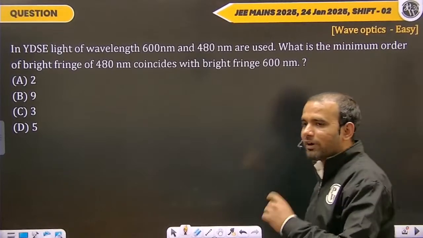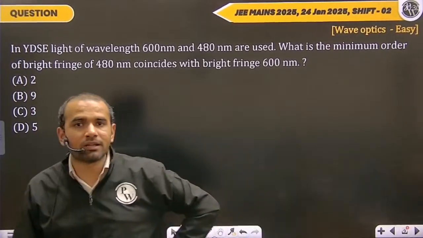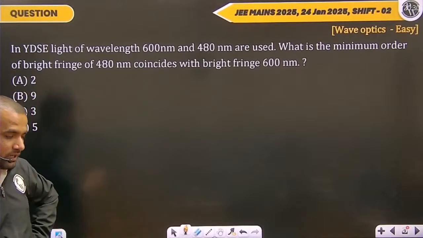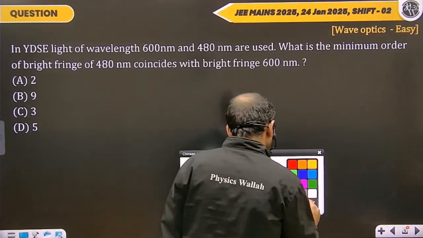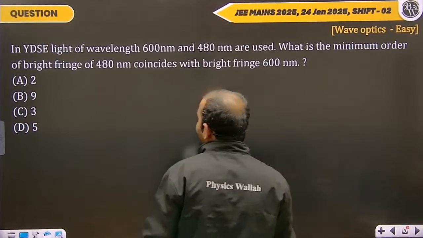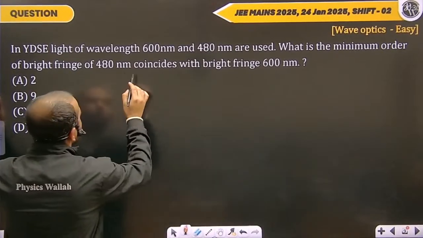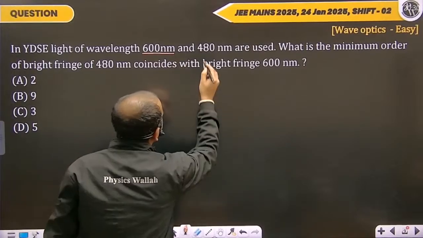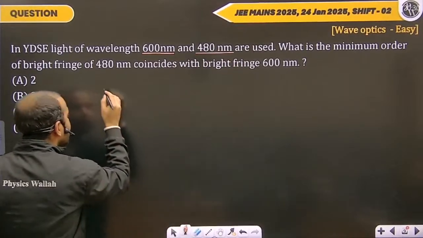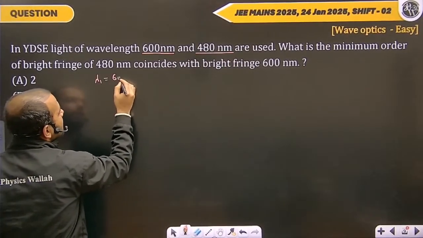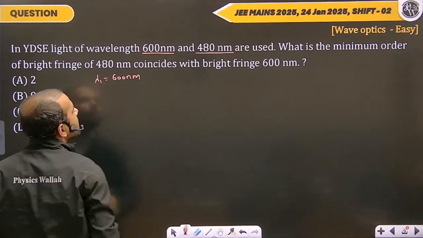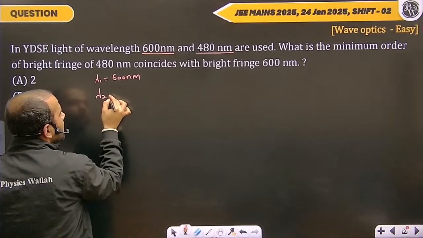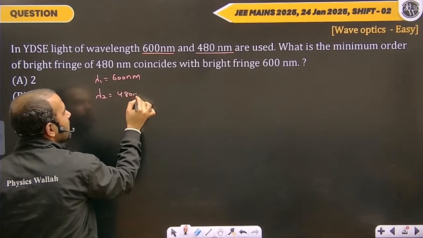The next question is from YDSE, that is wave optics. Let us try to solve this particular question also. It is not very difficult. We all know the relation of maxima and minima, but let us try to understand what they have mentioned. We have two wavelengths. From one source we are getting a wavelength of 600 nanometer, and from another source a wavelength of 480 nanometer.